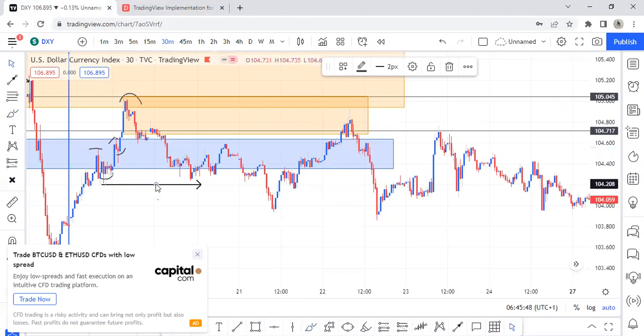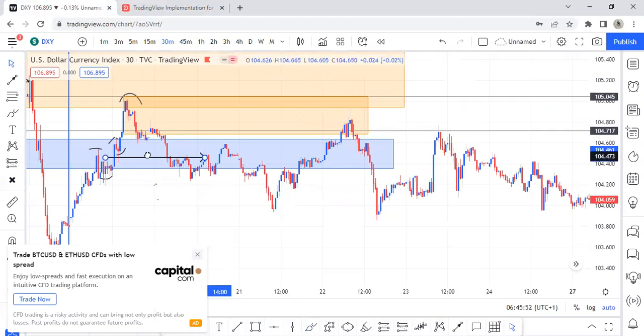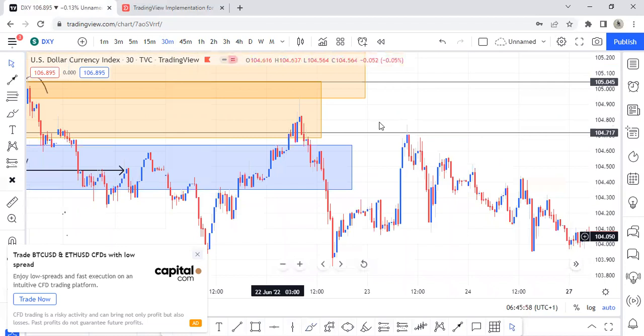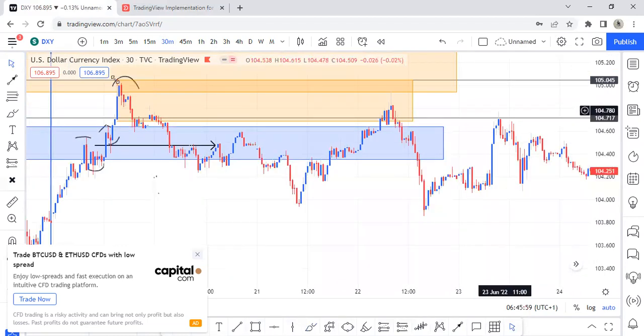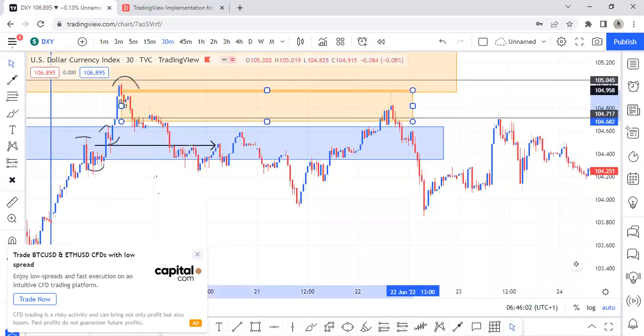So I had our BOS here, our breakout structure. The market cleared the last higher low and then did what? It rallied back up. So now, if I was looking at this, I want to catch my entry. I would have been looking for an area of imbalance to make my entry, right?